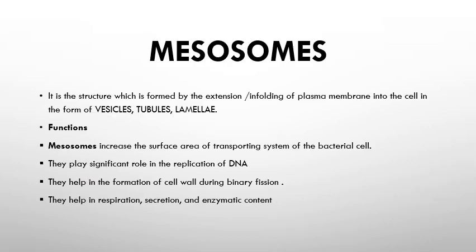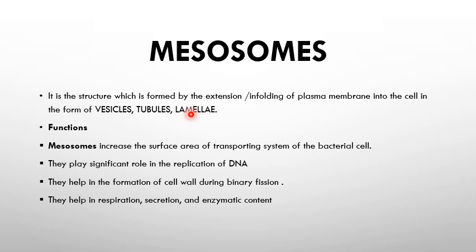Mesosomes. A mesosome is a structure which is formed by extension and infolding of the plasma membrane into the cell in the form of vesicles, tubules and lamellae. So this is the extension of the plasma membrane, and that extension may be in the form of vesicles, that is in the spherical form, tubules or lamellae.